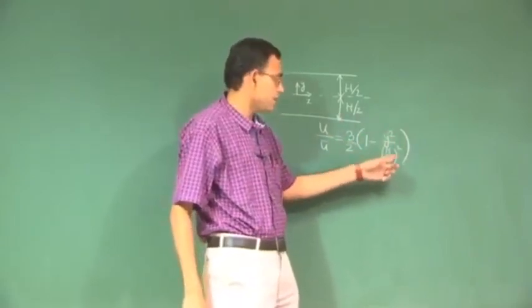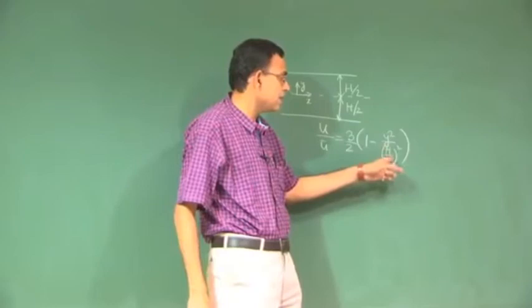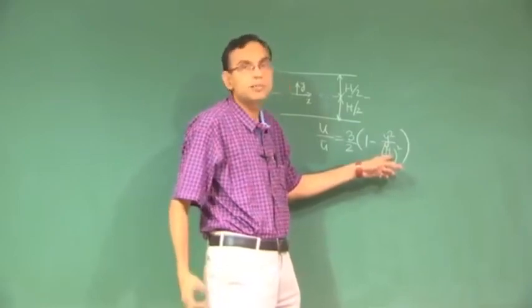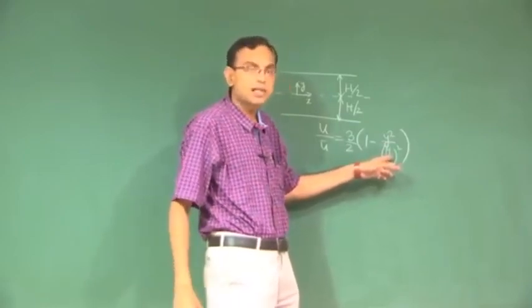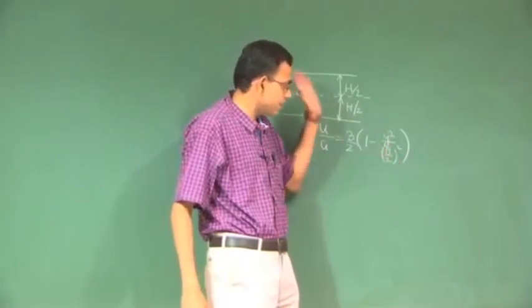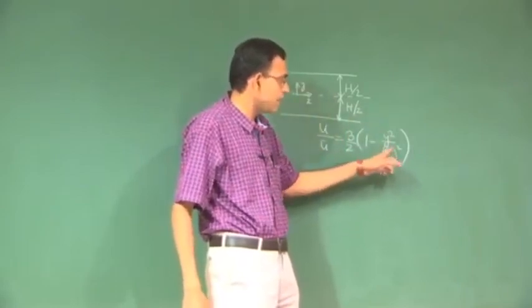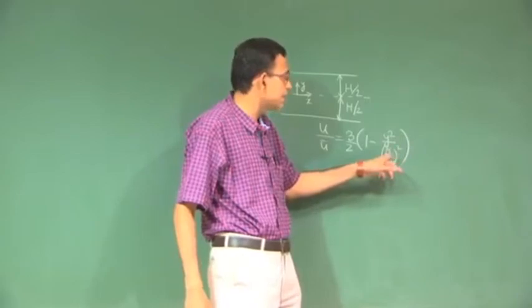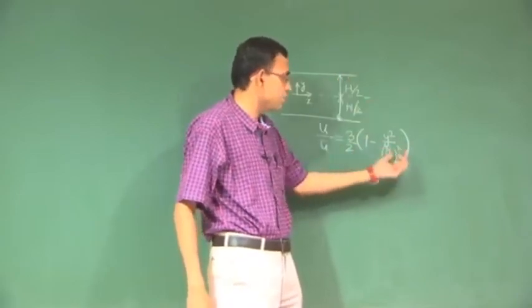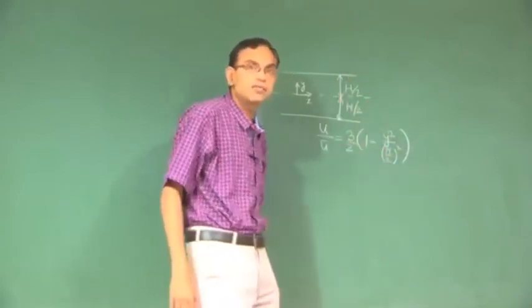There might be just an error in writing h in place of h by 2, possibly that was the case. I cannot remember it correctly, but so far as I remember possibly I had mistakenly written this as h, but it is half height, so h by 2, but the form remains the same.